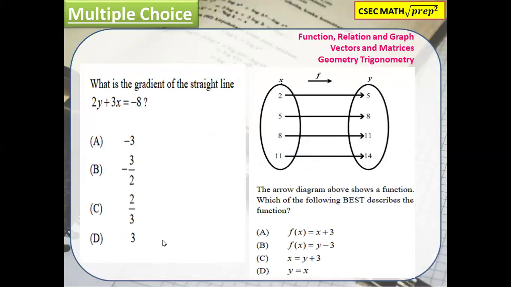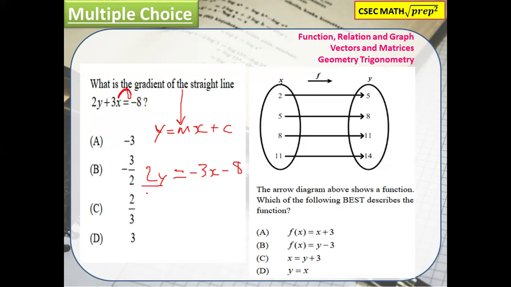The gradient of a straight line. Now, the line is given in this form, but you should know that when the line is in the form y equals mx plus c, that's the general form, then the gradient happens to be the m. So what we're going to do is rearrange this so that we can have y on one side all by itself by simply subtracting 3x on both sides or carrying the 3x over here. That will leave us with 2y equal minus 3x and then minus 8.